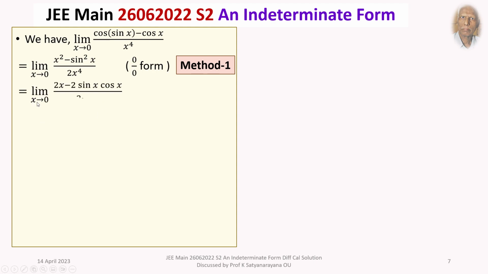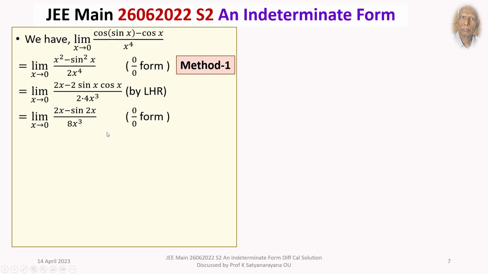denominator. That is, the limit as x tends to 0, the derivative of the numerator is 2x minus 2 sin x cos x by 2 into 4x cube. We have used LHR, meaning L'Hopital's rule. Now, this we write as the limit as x tends to 0 of 2x minus 2 sin x cos x, which we have written as sin 2x, by 2 into 4, 8x cube. Now again x tends to 0.